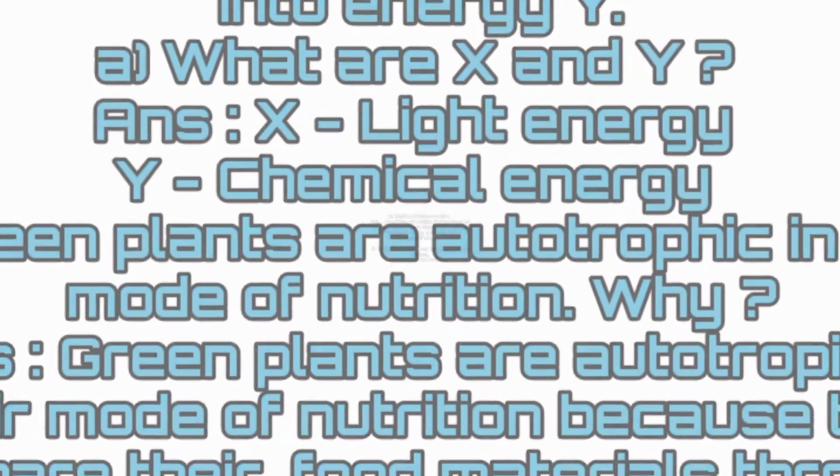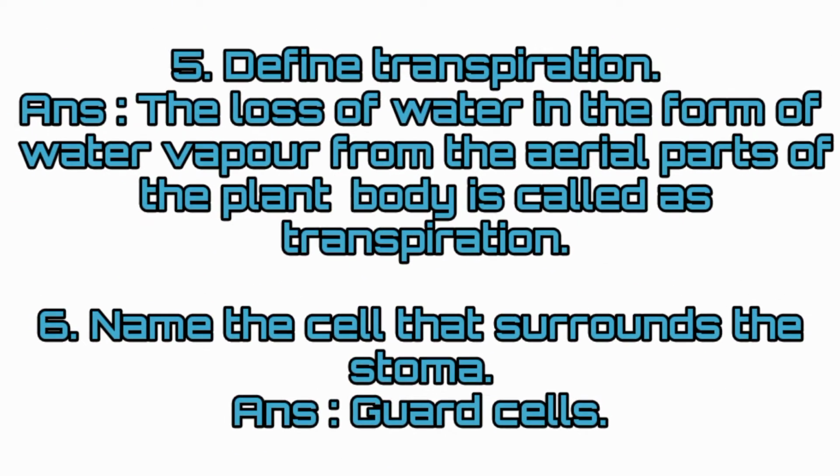Define transpiration. The loss of water in the form of water vapor from the aerial parts of the plant body is called transpiration. Name the cell that surrounds the stomata. Guard cell.